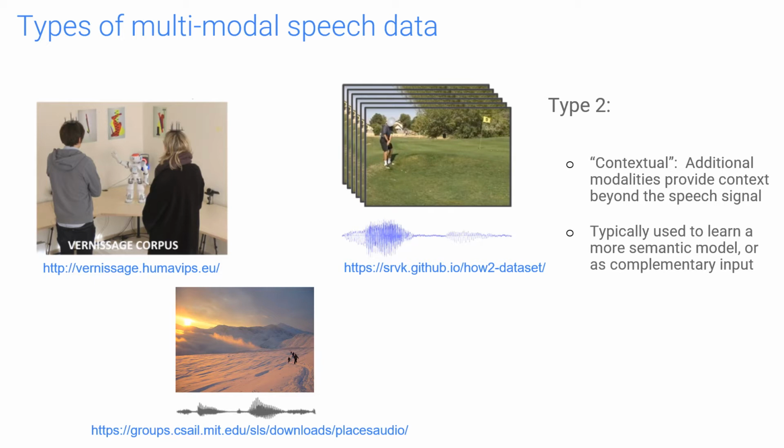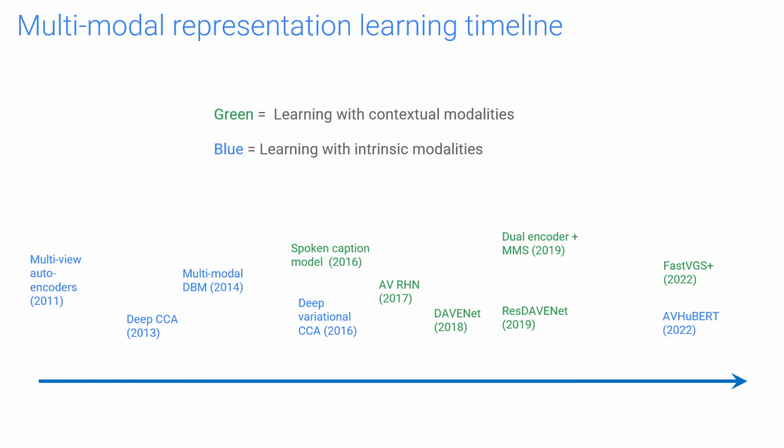Most work in multimodal self-supervised learning for speech has focused on visual modalities, and so we'll mostly be thinking about those, but in principle, the methods can apply to many kinds of contextual modalities. Here's a timeline of some of the methods that you'll be seeing in the next few slides. This includes both somewhat older approaches from a decade ago through methods that are being presented here at ICASSP. The methods here are divided into learning with intrinsic modalities in blue and then contextual modalities in green.